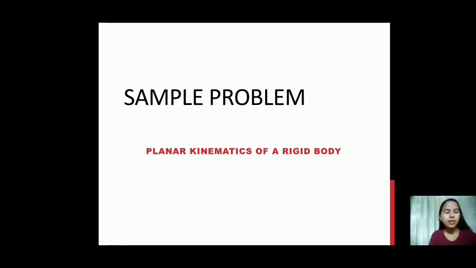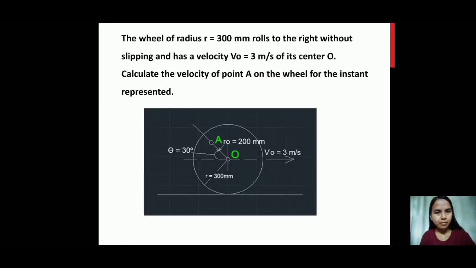Good day everyone. So today I'm going to present a sample problem about planar kinematics of a rigid body. The sample problem: the wheel of radius r equal to 300 mm rolls to the right without slipping and has a velocity of 3 meters per second at its center O. Calculate the velocity of point A on the wheel for the instant represented.